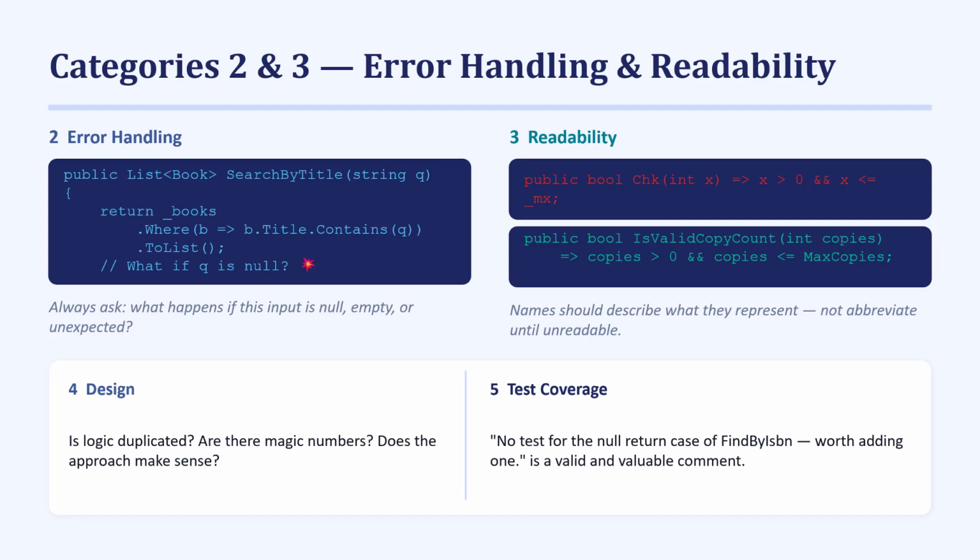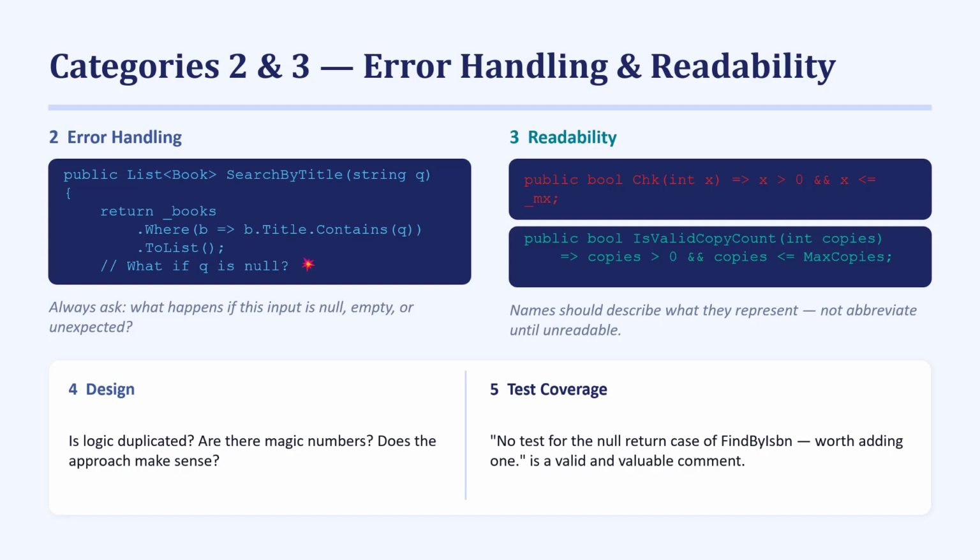Categories 2 and 3 about error handling and readability. Here's a couple of examples in some code here. What happens when inputs are null, empty, or out of range? We want to check, does the code handle them gracefully, or are we going to crash?